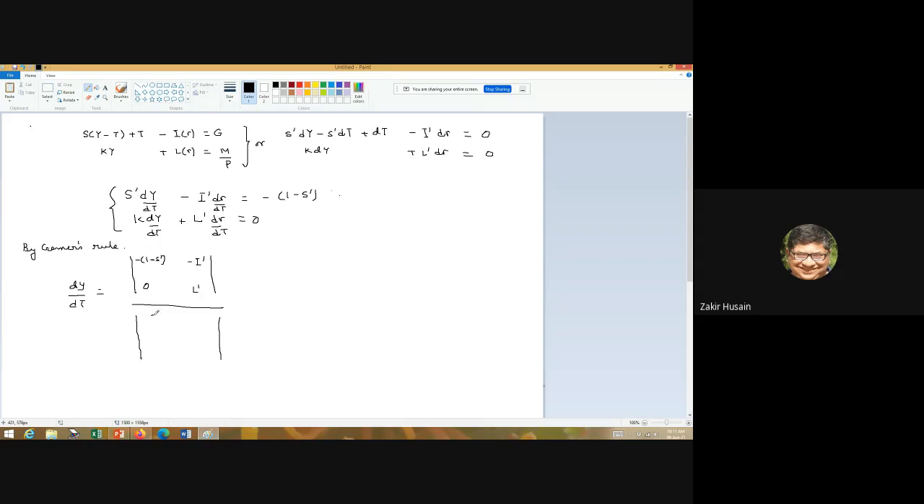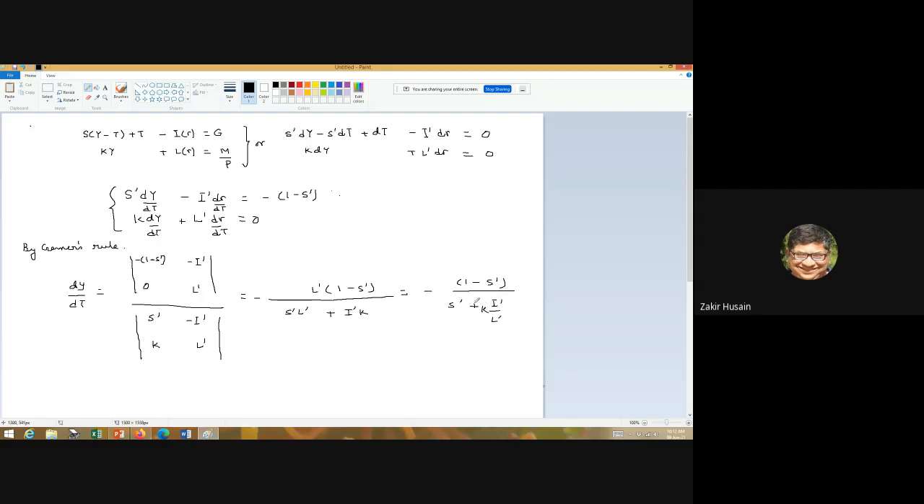So this will be S prime minus I prime L prime, and this is K. So this is S prime L prime. This will be plus I prime K, and I bring the minus over here. So it is L prime times (1 minus S prime). Okay, so if I take this 1 minus S prime, this is S prime plus I prime into L prime K.